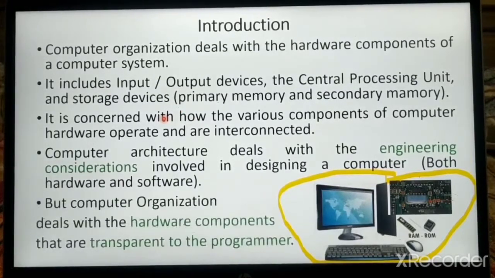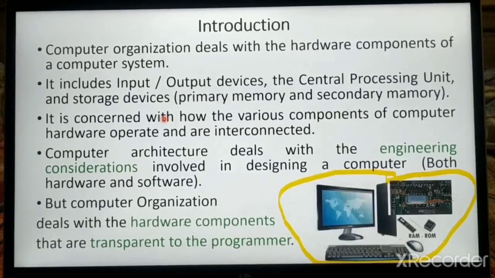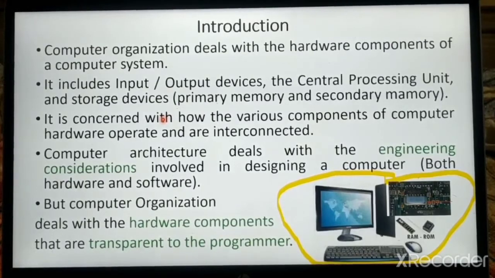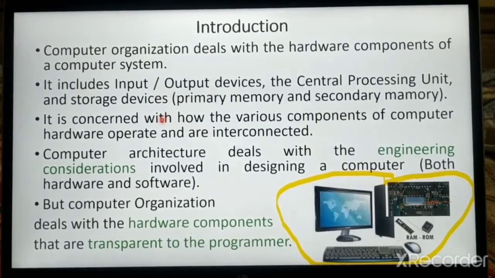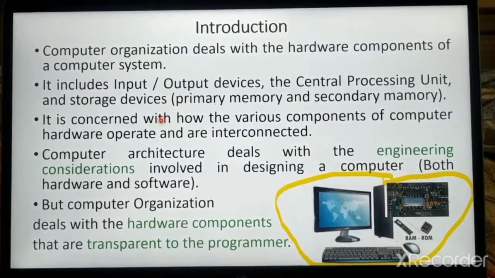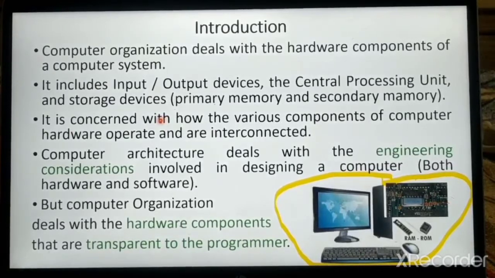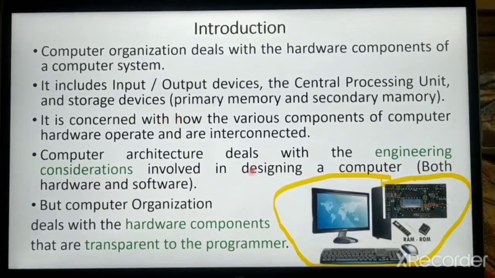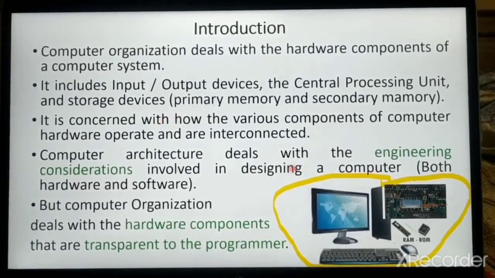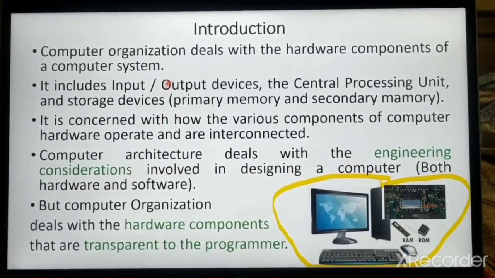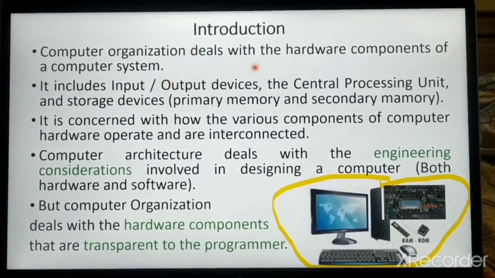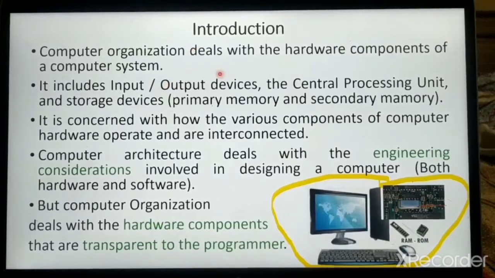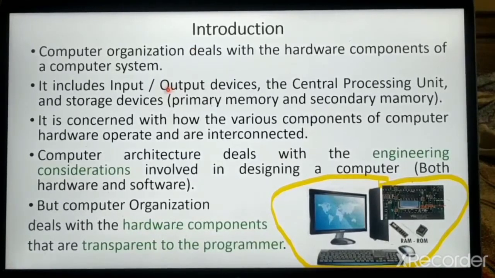These hardware components must be transparent to the programmer. The computer hardware specification and memory capacity must be transparent to the programmer, which is the main difference between computer organization and computer architecture. Architecture explains both hardware and software based on engineering consideration, but computer organization deals with only the hardware components of the computer, including input-output devices, CPU and storage devices.